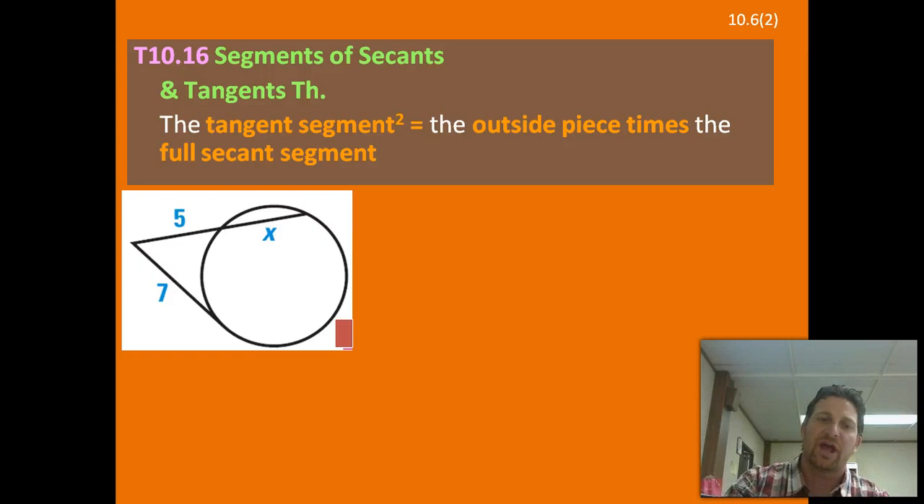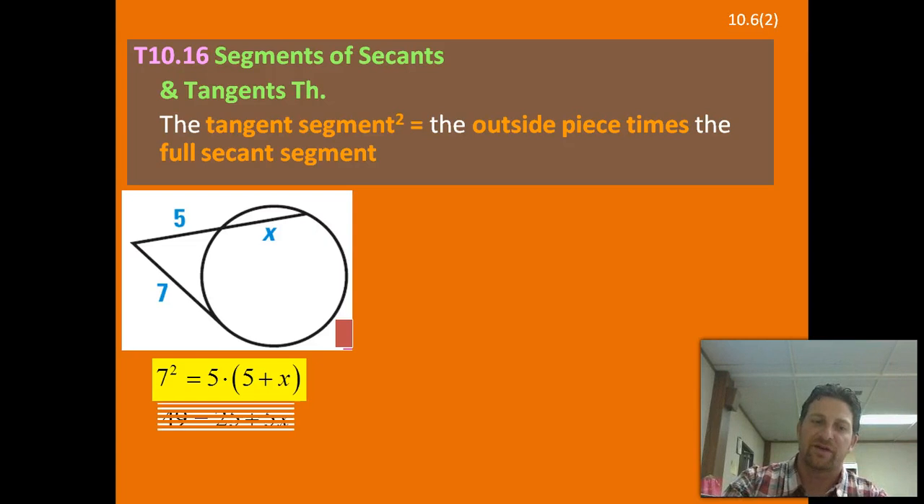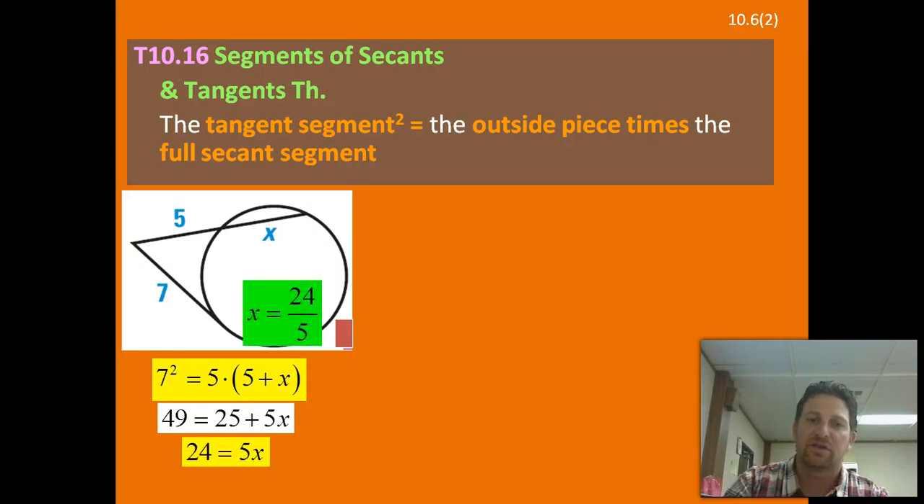So when you set it up, you're going to have 7 squared equals 5 times x plus 5, or 5 plus x in this PowerPoint. Okay, so now it's just a matter of simplifying. So 7 squared is 49 equals 25 plus 5x, move things around. So 49 minus 25 is going to be 24, and then 24 divided by 5 leaves you with 24 over 5 as the distance of x.